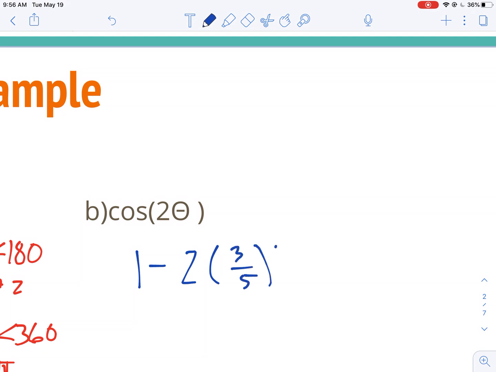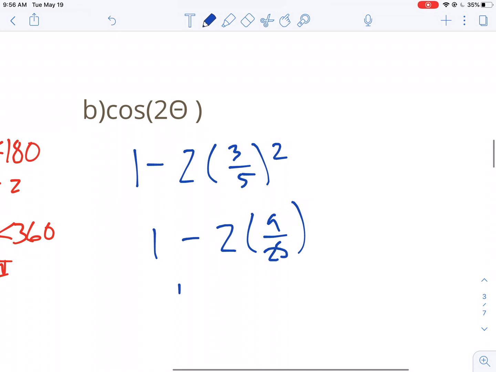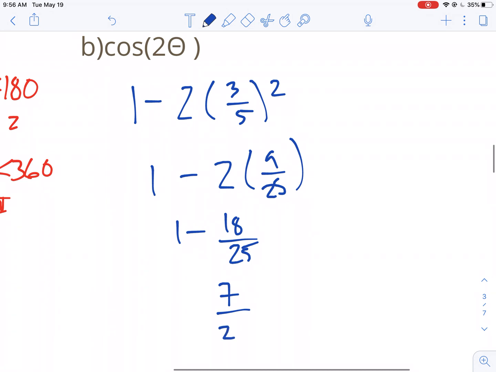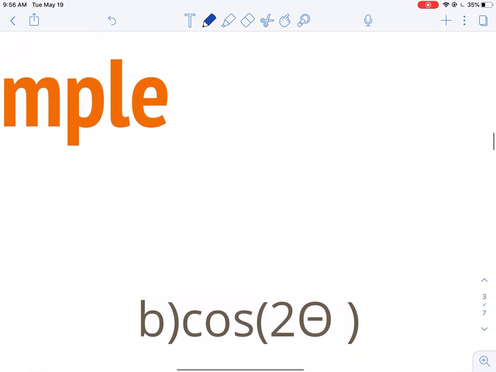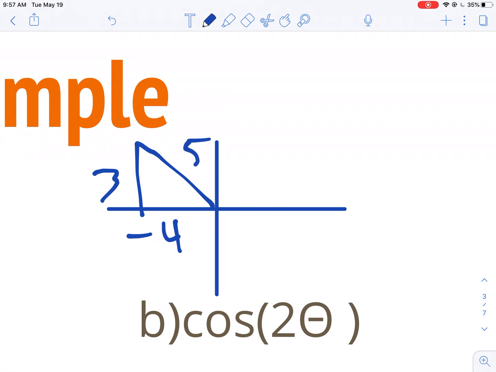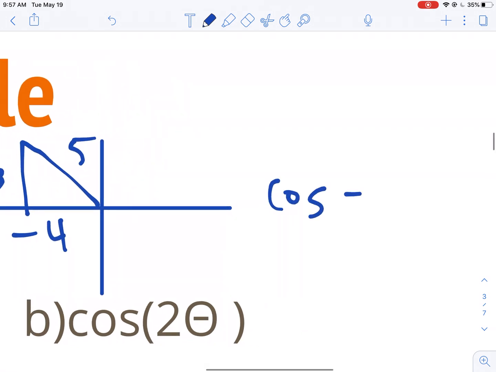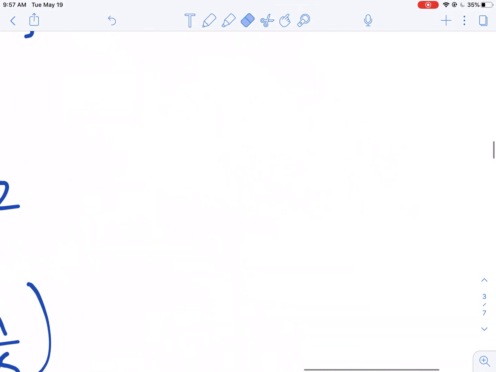squared. We get 1 minus 2 times 9 over 25, 1 minus 18 over 25, and then you quickly find that this is 7 over 25. So there you go, that's what the cosine of 2 theta is. Now again, we did go through and we found that we had a quadrant 2 angle with an opposite side of 3 and an adjacent side of -4, so that meant our cosine was -4/5. So I could also plug this into the other one of the cosine squared minus the sine squared.